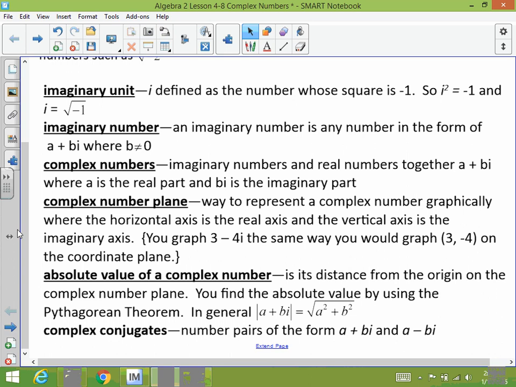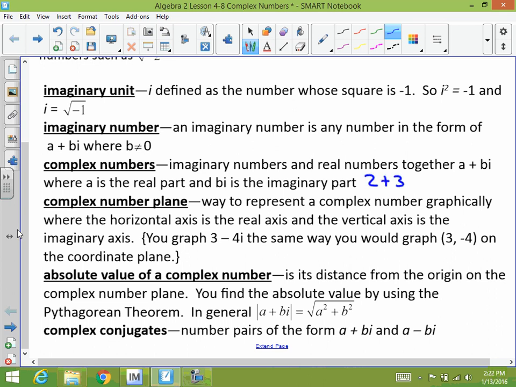In order to get it to tell you that i equals the square root of -1, or that the square root of -1 equals i, it has to be in the complex number system. An imaginary number is any number in the form of a plus bi, where b cannot equal 0. Complex numbers are imaginary numbers and real numbers together, a plus bi, where a is the real part and bi is the imaginary part. For example, 2 plus 3i. The 2 is the real part and the 3i is the imaginary part.